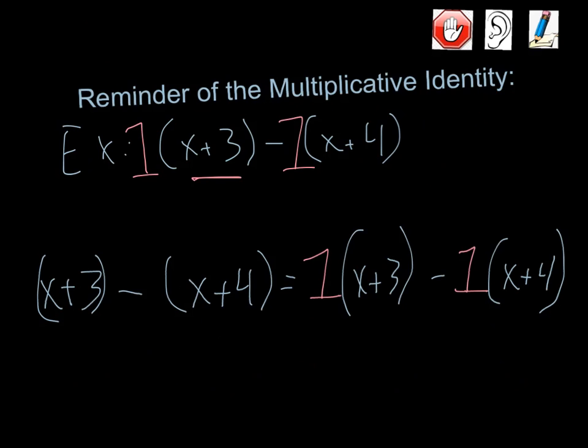1 times x plus 4 is just x plus 4. So when I write these down, that means the exact same thing as 1 times x plus 3 and 1 times x plus 4. That's going to be super important when we start to subtract, to make sure that you know there's a 1 in front of those. So jot those down and just remind yourself of that multiplicative identity.